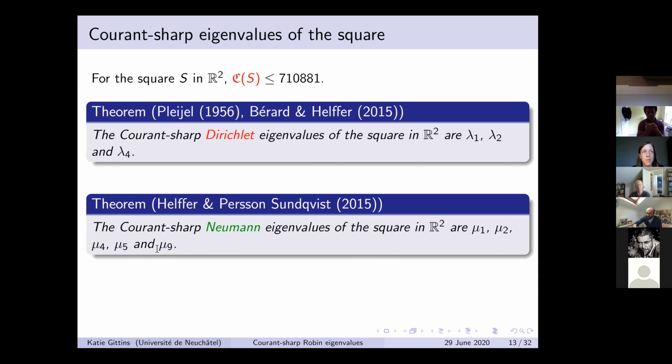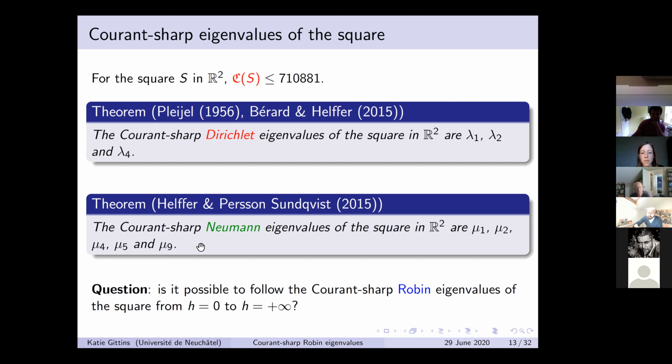Because if you remember, in the very beginning of the talk, we said that the Robin eigenvalues interpolate, when h is positive, between Neumann and Dirichlet. And so what we wanted to do is try to understand what happens to these particular cases, the 4th, 5th, and 9th, as h, the Robin parameter, varies. So whether or not it's possible to follow the Courant-sharp Robin eigenvalues from the Neumann case, h is 0, to h is plus infinity. So this was where our investigation started.